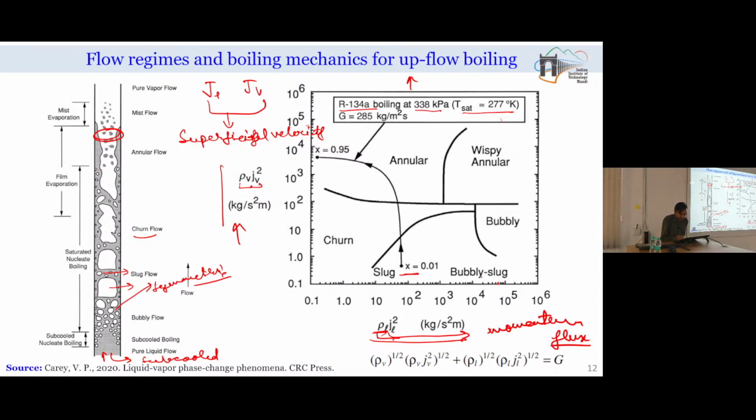Typically for this particular case, you can see the starting is taking place somewhere in the bubbly slug regime, where quality is 0.01, and then it is moving through churn and annular flow. So, this is the route for boiling of refrigerant, and these are the regimes which actually participate in the transition process.